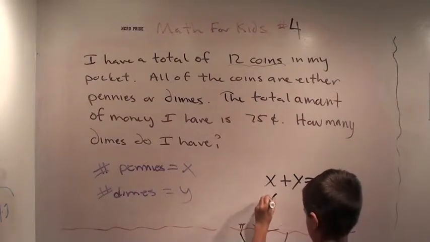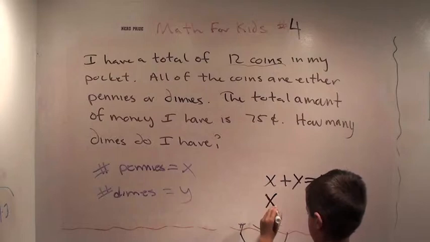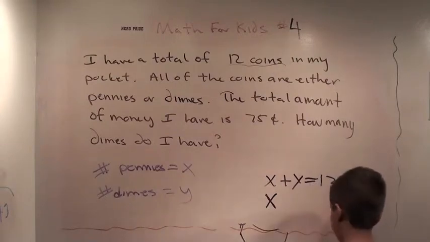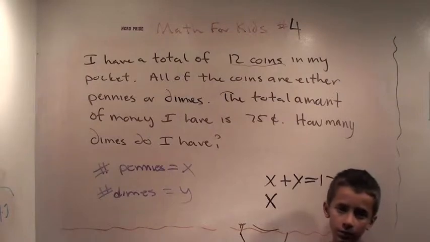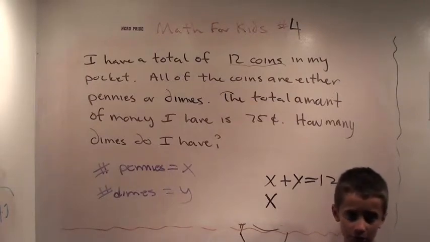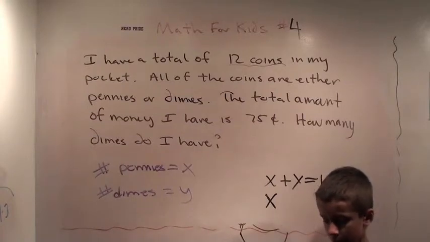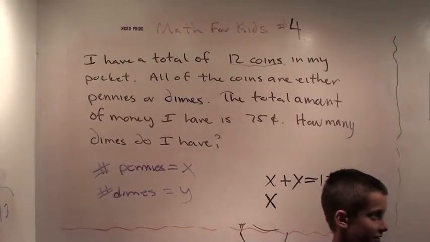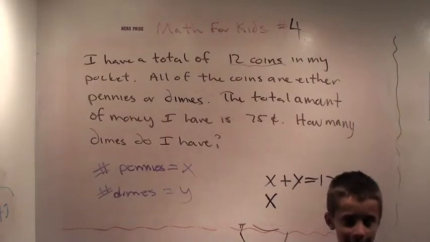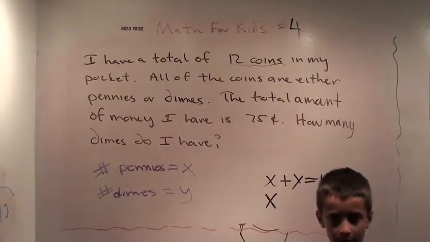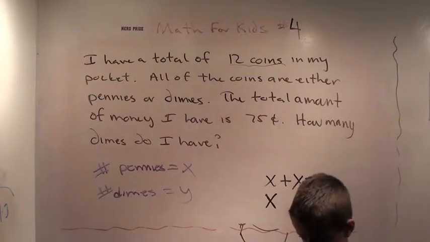Okay. Now we have to figure out how much money we have from the dimes. If I have 1 dime, how much money do I have? 10 cents. If I have 5 dimes, how much money do I have? 50 cents. If I have 12 dimes, how much money do I have? 120 cents, AKA $1.20. So if I have Y dimes, how much money do I have?